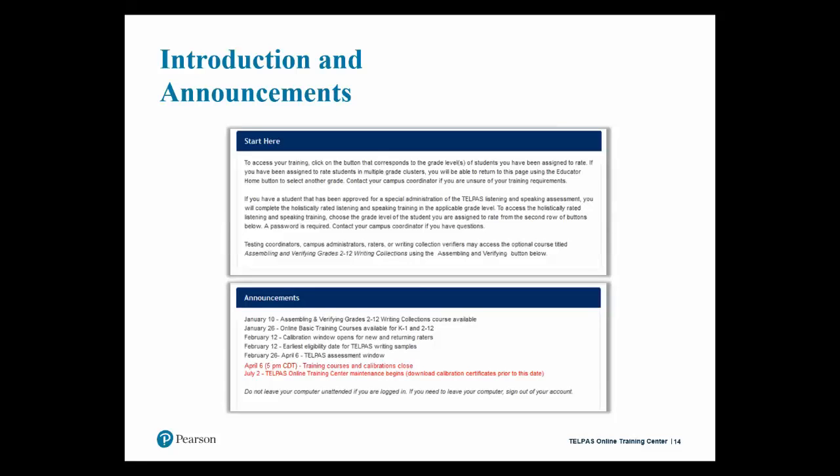On the right-hand side of that is the announcements section. These are some of the dates that we mentioned earlier, and you'll also notice in red, it is pointing out April 6th, again, is when our training courses and calibrations close. That means users will not be able to access the courses or calibrations after 5 p.m. Central Time on April 6th. Also, July 2nd is when the TELPAS Online Training Center shuts down for maintenance.